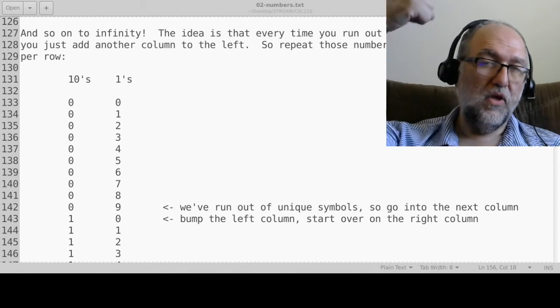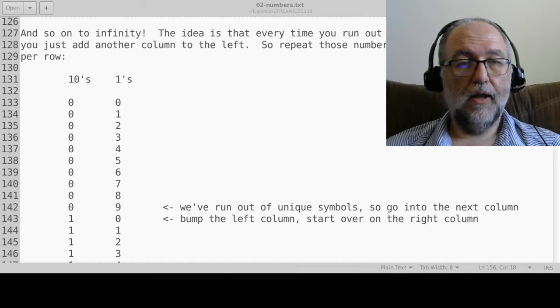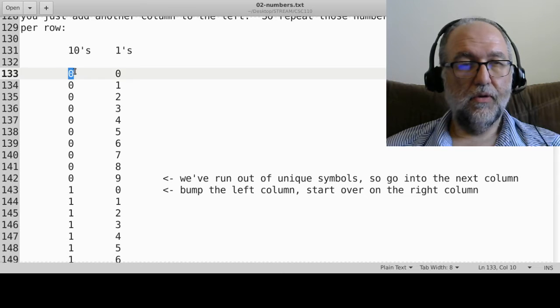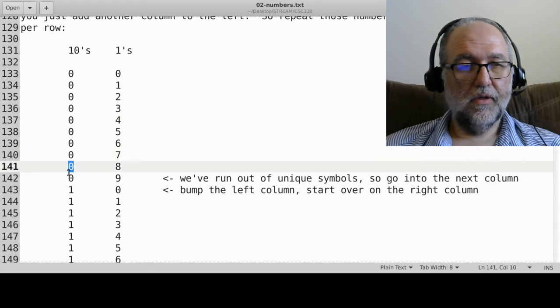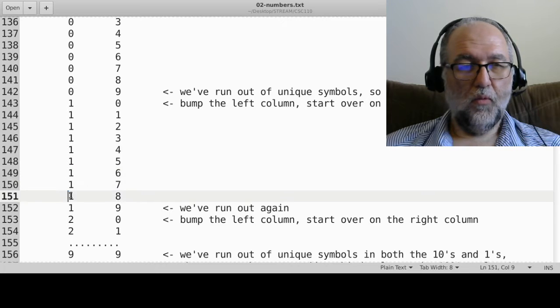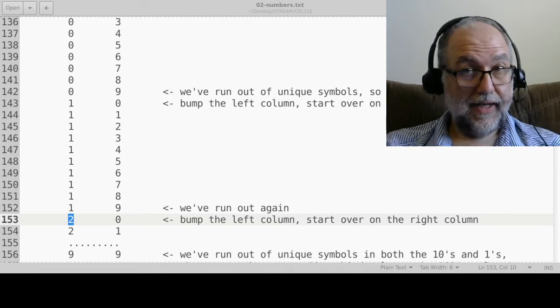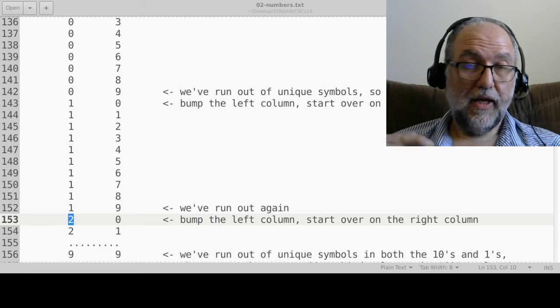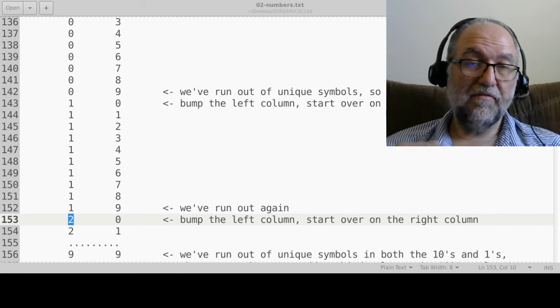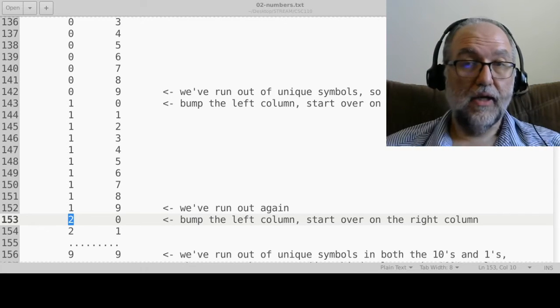In the ones column, it just keeps cycling 0 through 9 over and over again. Look at what's happening in the tens column. In the tens column, you have 10 zeros. And then you have 10 ones. And then you have, guess how many? 10 twos. And then you have 10 threes, 10 fours, 10 fives, 10 sixes, 10 sevens, 10 eights, 10 nines.